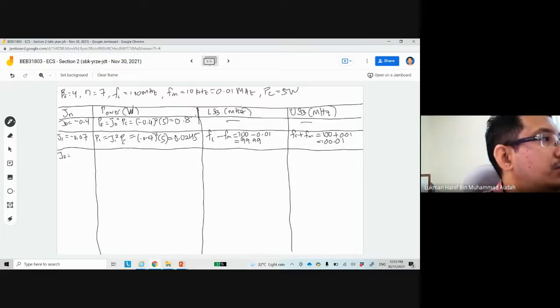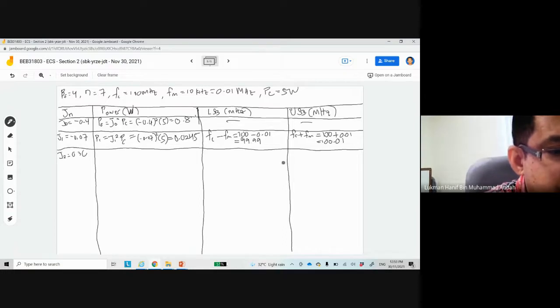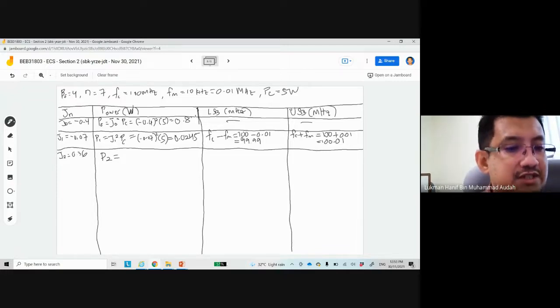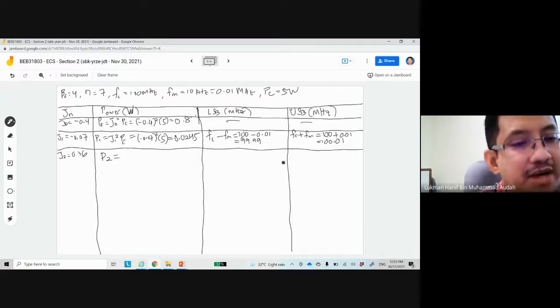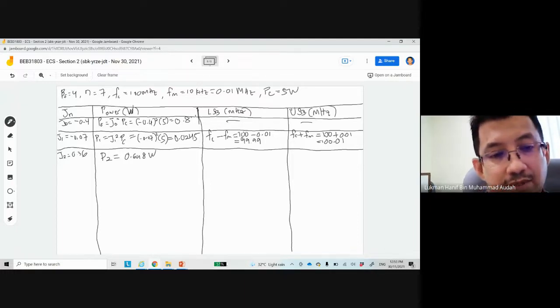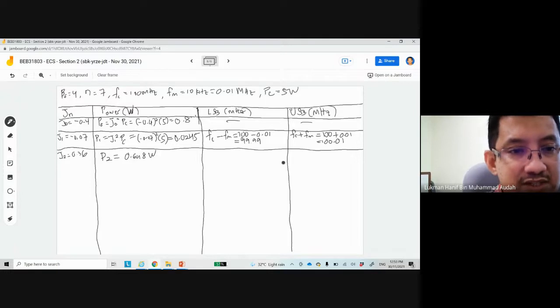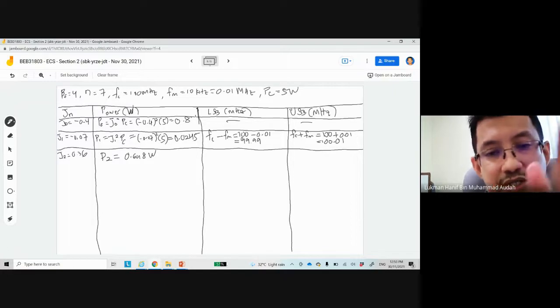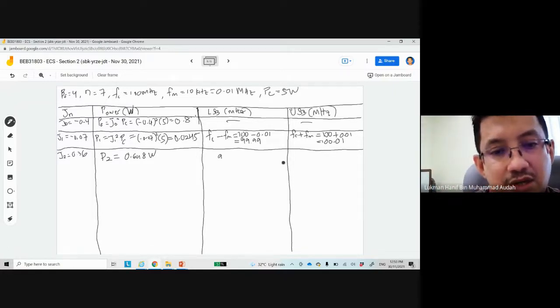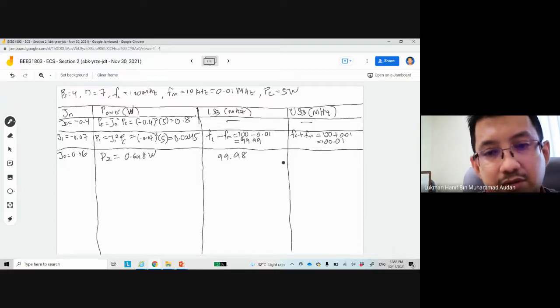So J2 is equal to 0.36. Okay. P2 is equal to, you can calculate it quickly. Meaning 0.36 squared multiplied by 5. So we understand that. You can directly put in the value, equal to 0.648 watt. Okay. The W you don't have to write, because above it already has W. So here you can directly write the frequency, because it is minus 10, so here it is 99.98. Okay, so this is 100.02.